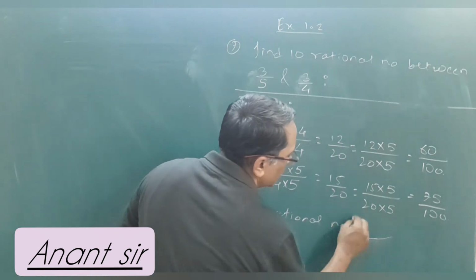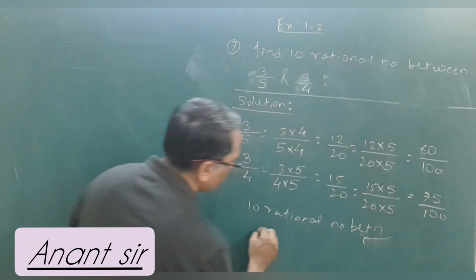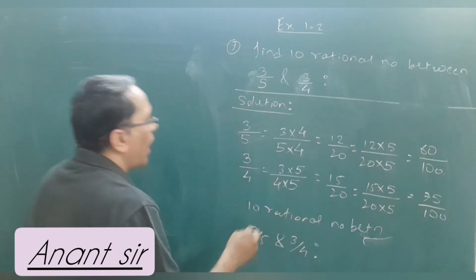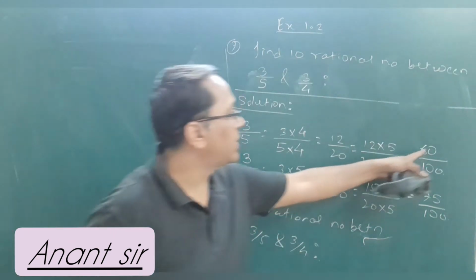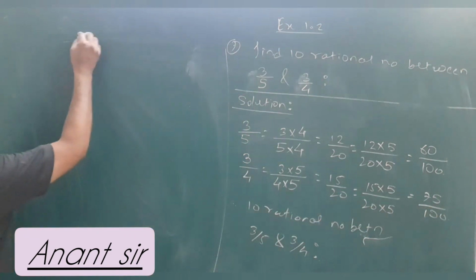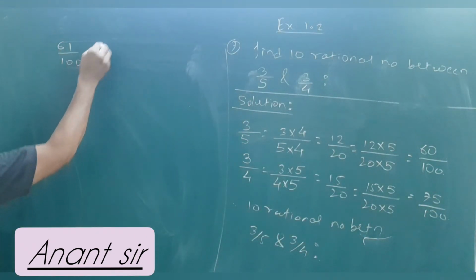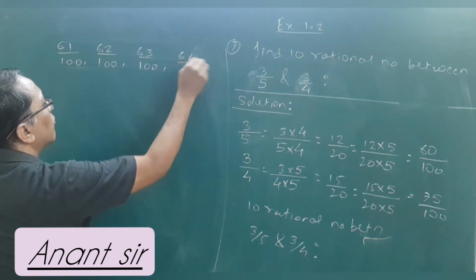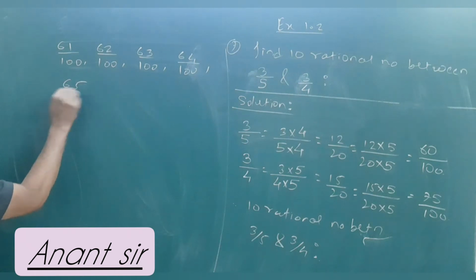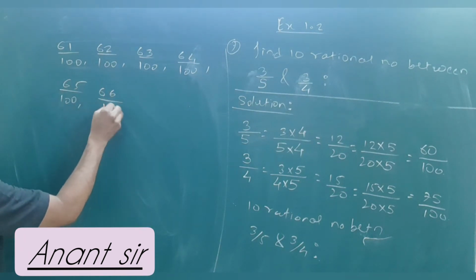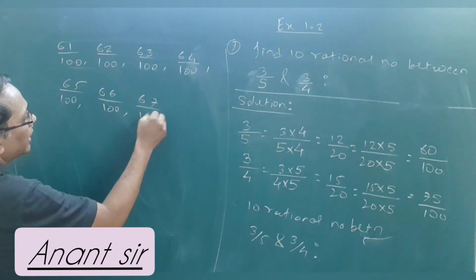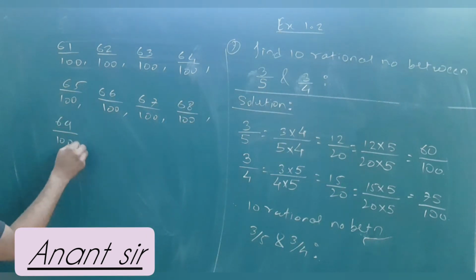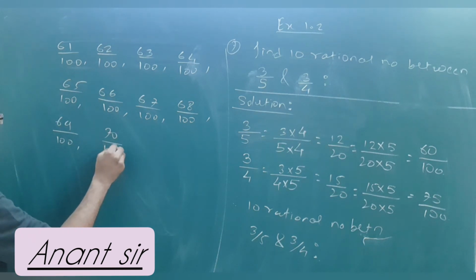Now 10 rational numbers between 3 by 5 and 3 by 4 are, so I am starting from 61 by 100, okay. So the answer is 61 by 100, then 62 by 100, 63 by 100, 64 by 100, 65 by 100, 66 by 100, 67 by 100, 68 by 100, 69 by 100 and 70 by 100. You can write more also.